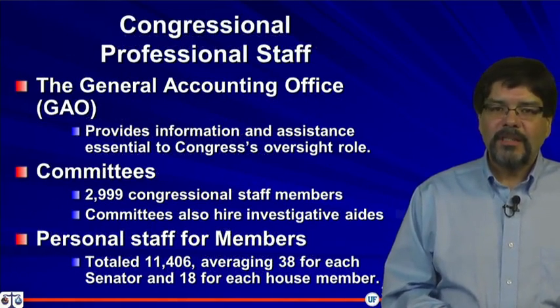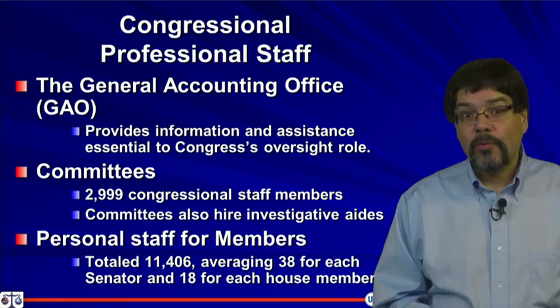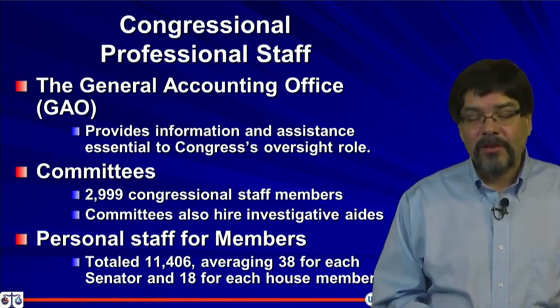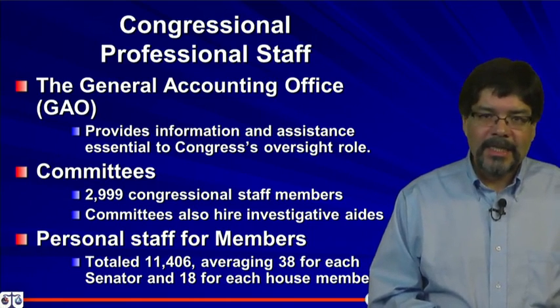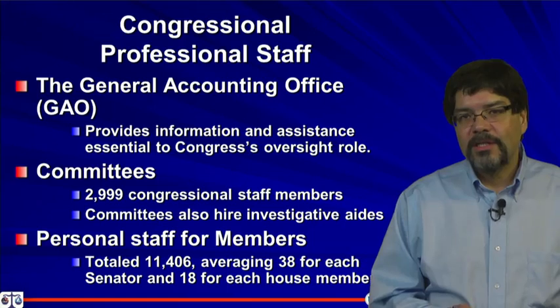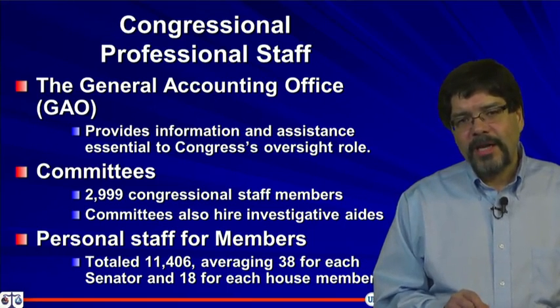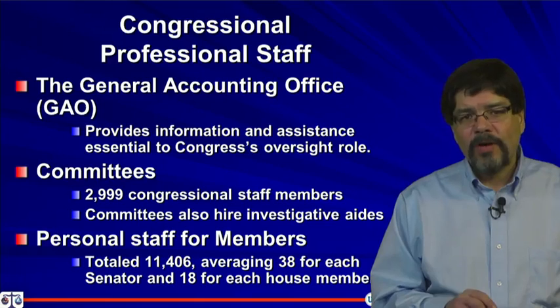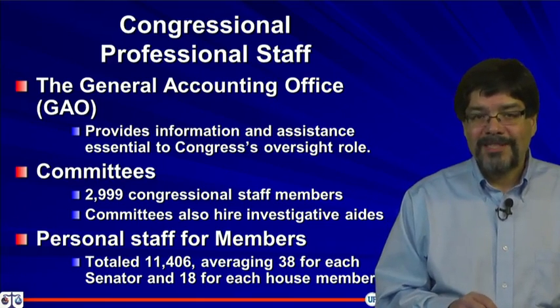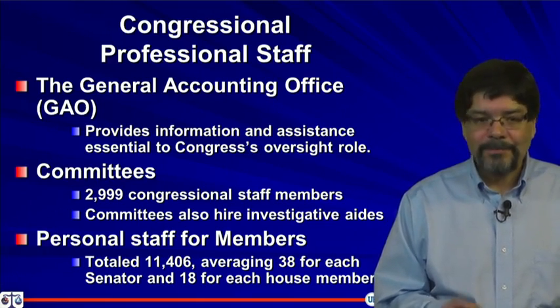Congressional staff. Congressmen and women do not work alone. They have a fairly large staff. It is headed by the General Accounting Office, which provides them with assistance in their oversight role, meaning that the legislative has the authority to exercise oversight over how the money that they authorize is actually spent, for example.